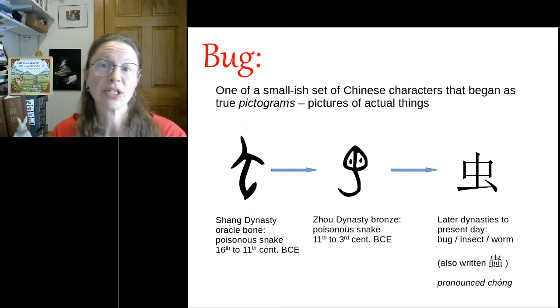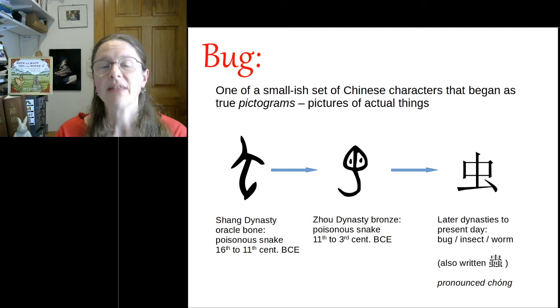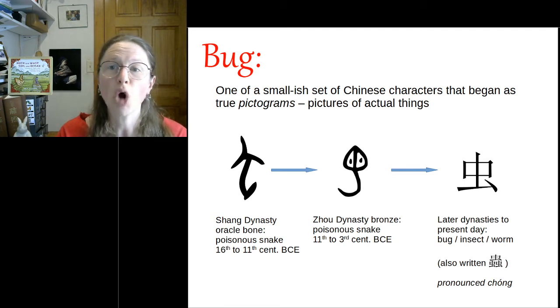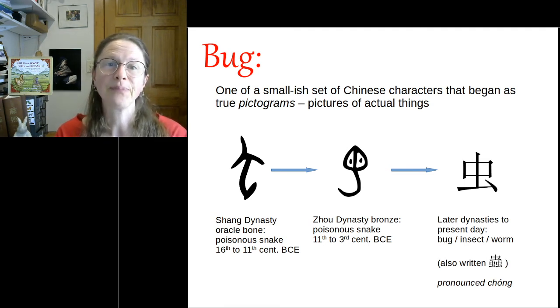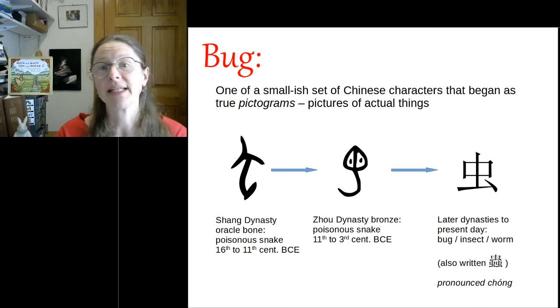Now, a common misunderstanding about Chinese is that the written characters are all pictograms. That is, that they all evolved from drawings of the things that they represent. Actually, a pretty small percentage of all Chinese characters originated in true pictograms, but one example of one that did is the word for bug.